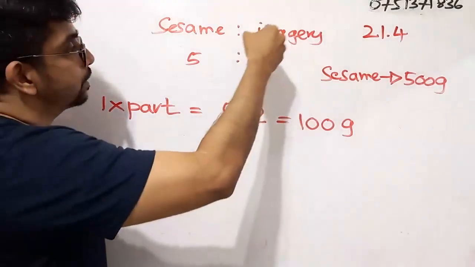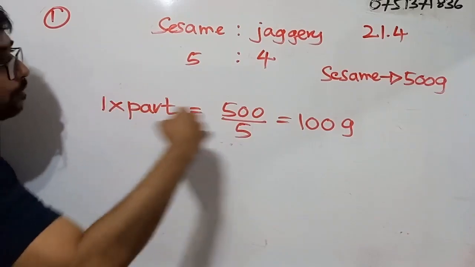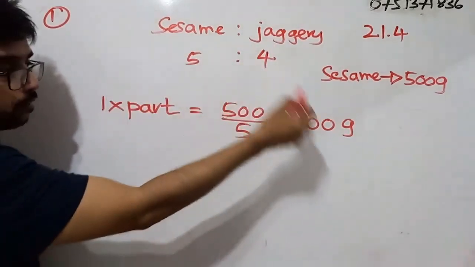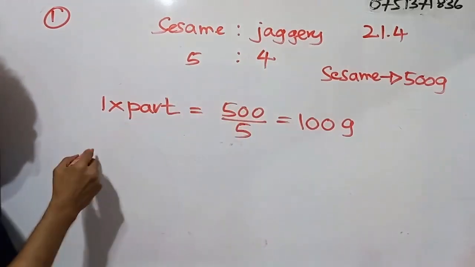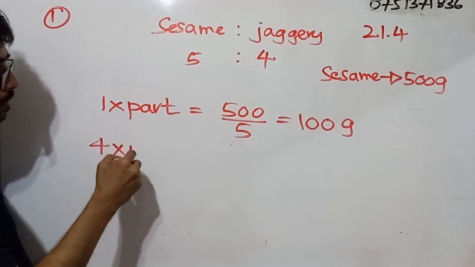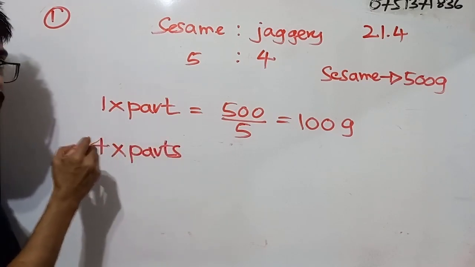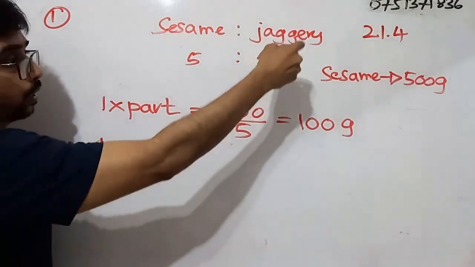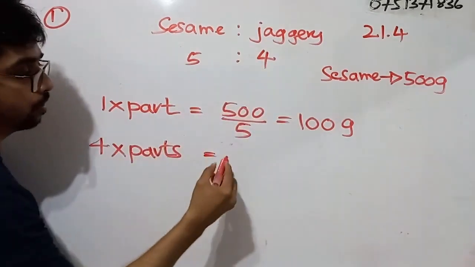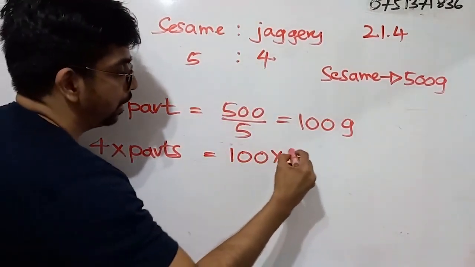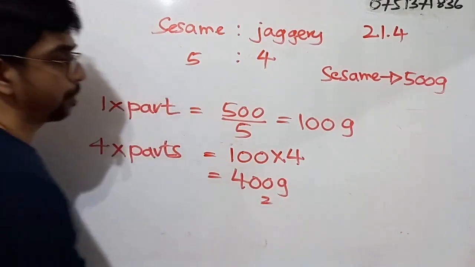Right. So how many parts are there? 4. So what can we do? The number of equal parts are 4. We know the value of 1 part, which is 100. So we need to multiply that by 4, right? So value of 4 parts. So this 4 means what? Number of equal parts, right? So that is equal to the term. We are referring the term here, right? So this is equal to what? 100 into 4, which is 400 grams.